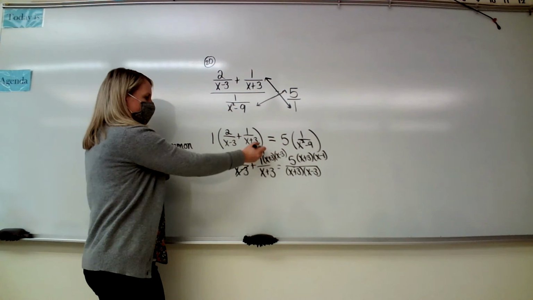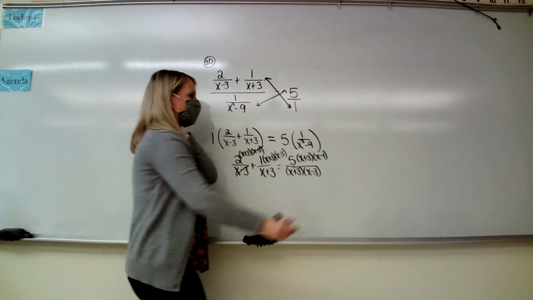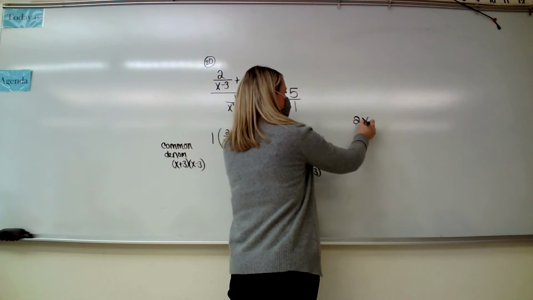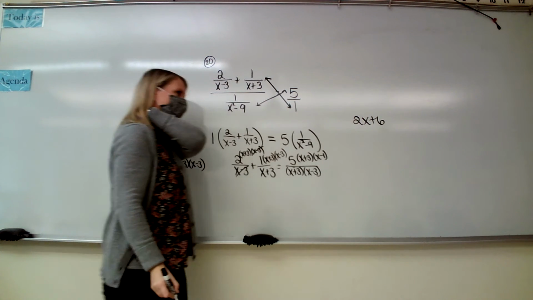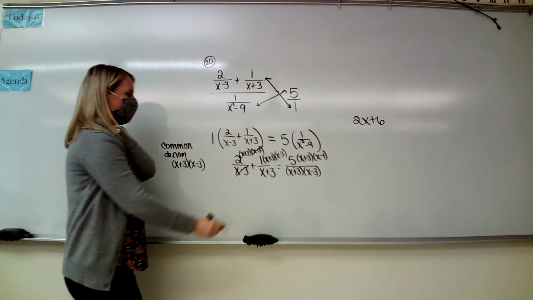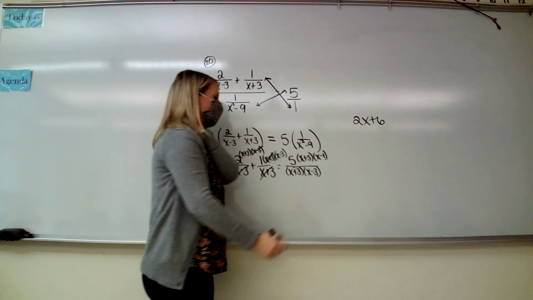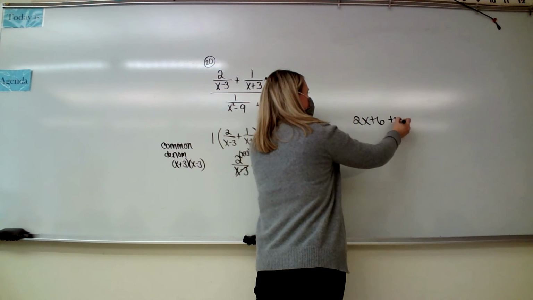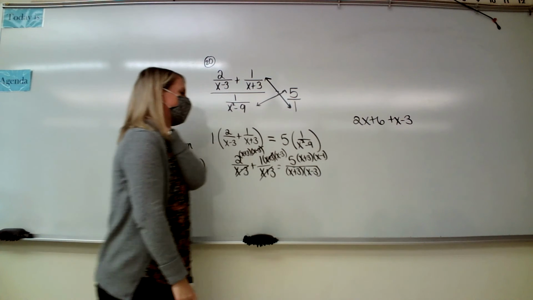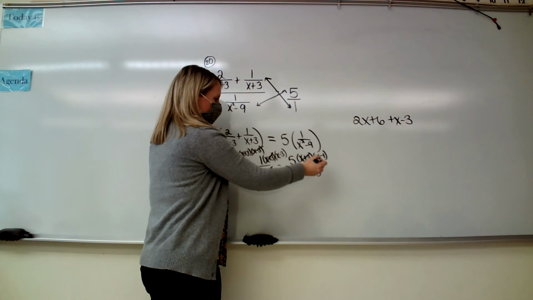The x minus 3's cancel. I'm going to write over there. I'm going to distribute it, and I got 2x plus 6. Here, the x plus 3's cancel. If I distribute a 1, I'm just going to get plus x minus 3. And then here, the x plus 3's cancel, and the x.